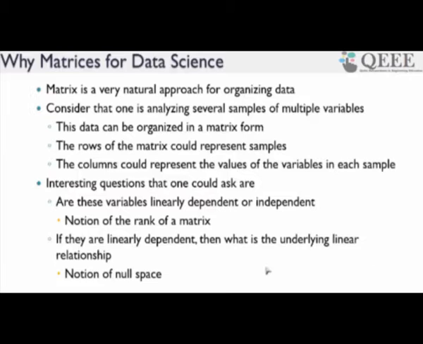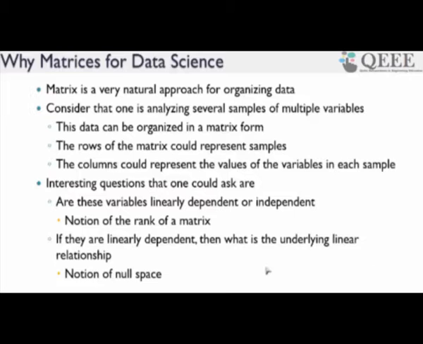Data can be organized in a matrix form in terms of rows and columns, where the rows of the matrix could represent samples and the columns could represent values of variables in each sample. So, basically if you go across a row, then you have the values of these variables for a particular sample, and if you go down a column, you will see the value for a particular variable in the various samples.